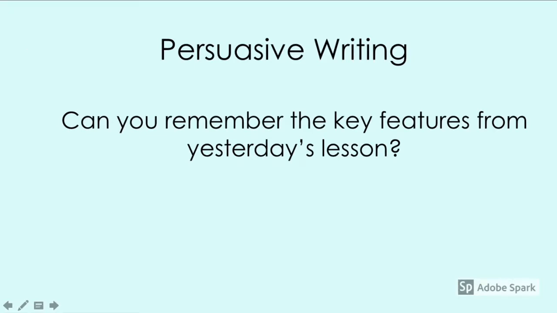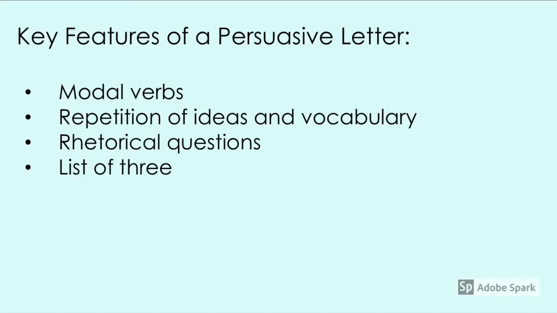Pause the video now and see if you can remember the key features of persuasive writing from yesterday's lesson. Our 4 key features are modal verbs, so remember those are verbs like should, would and could, which indicate the likelihood of something happening, repetition, rhetorical questions and a list of 3. Well done if you remembered all of those.